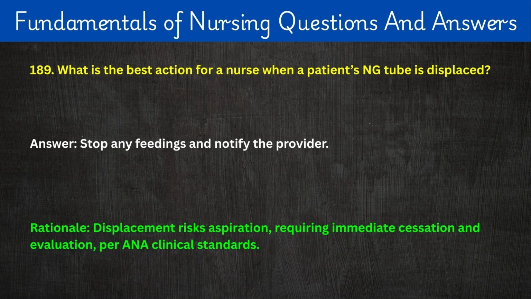189. What is the best action for a nurse when a patient's NG tube is displaced? Answer: stop any feedings and notify the provider. Rationale: displacement risks aspiration, requiring immediate cessation and evaluation, per ANA clinical standards.